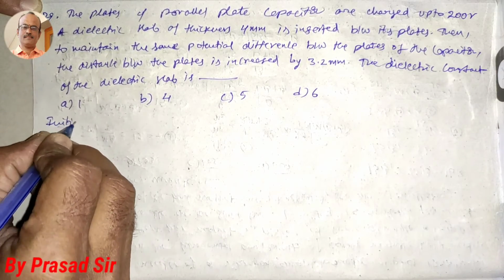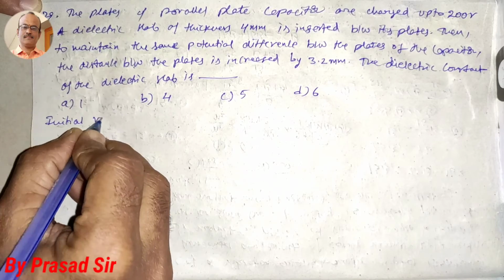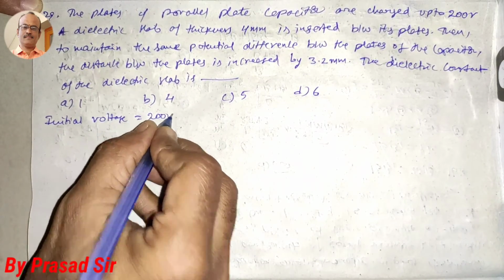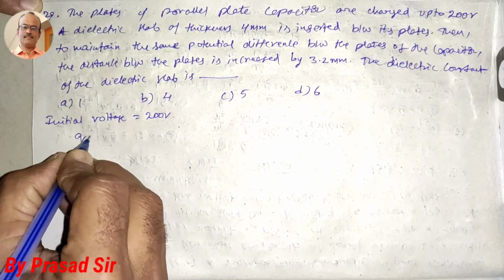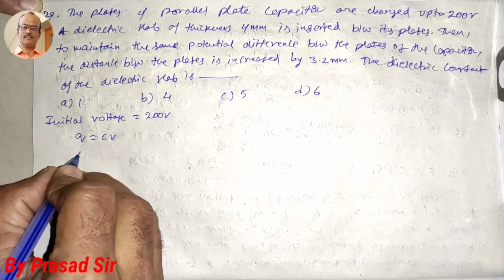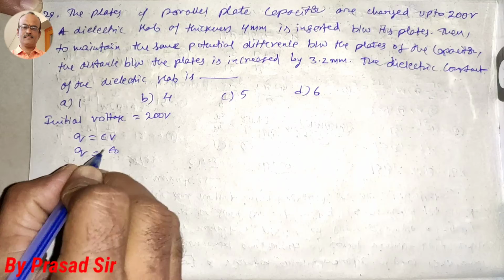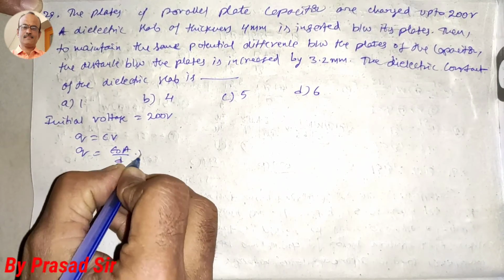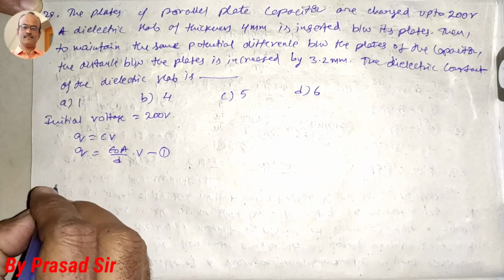we will take the given values. Initial voltage is equal to 200 volts, and initial charge is equal to C into V. C means what is that? Capacitance, that is epsilon naught A divided by D into V. This is equation number 1.